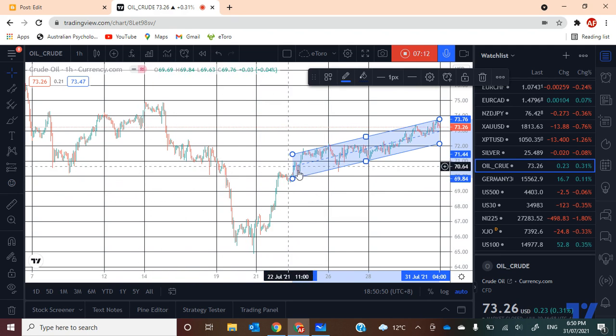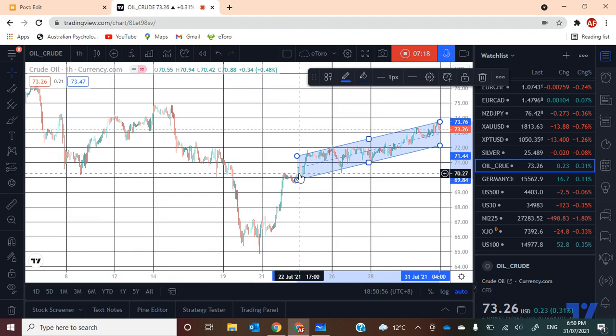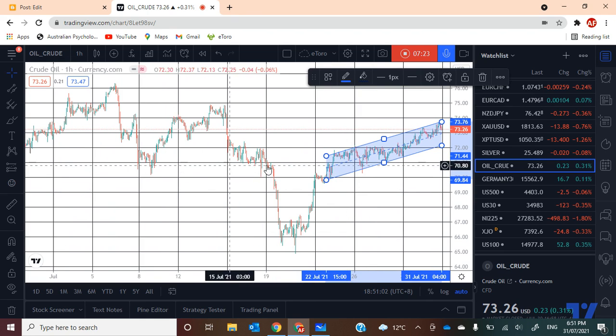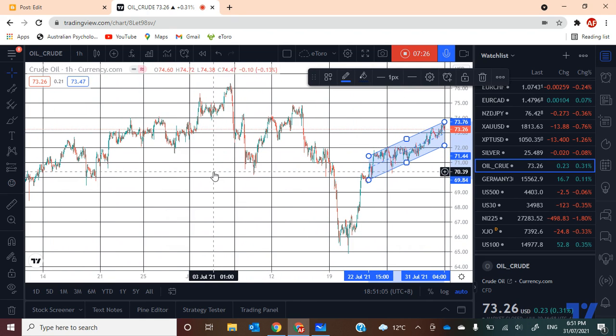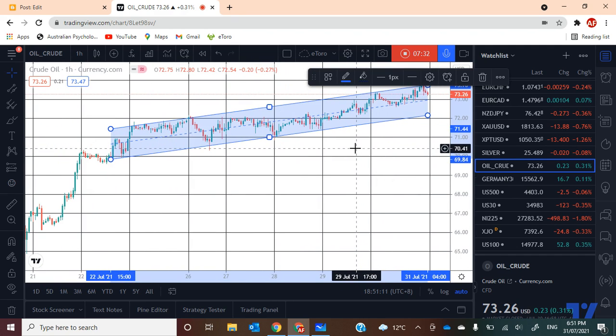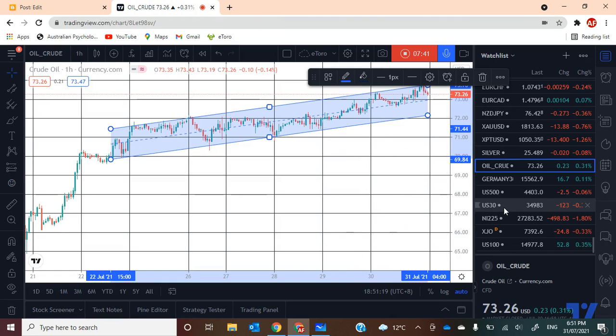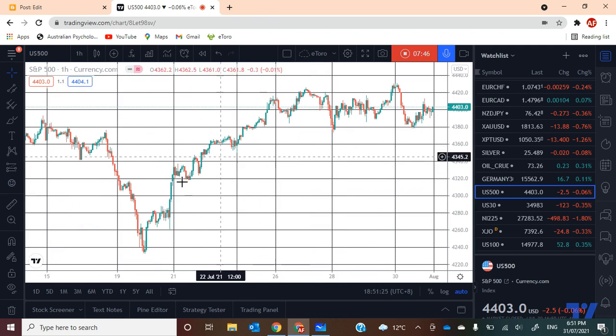The other types of channel which I will cover in other videos, like the Fibonacci channel, there is a very nice setup. I'm going to explain that in future videos, or other types which are normally named after their creator, like the Donchian or Keltner. Let's have a look at one of the indices as well. This one, you can see, is the S&P 500.